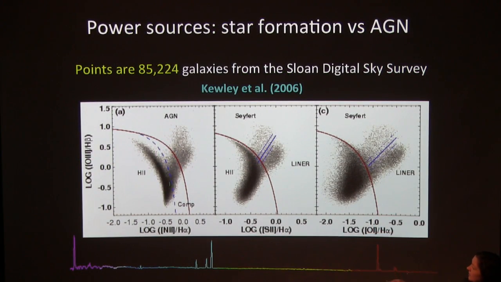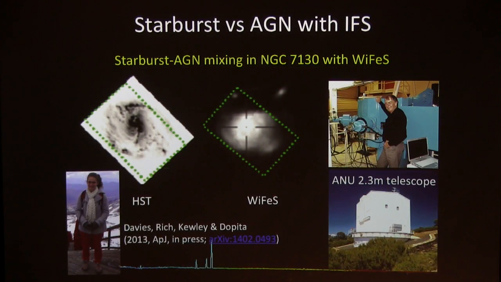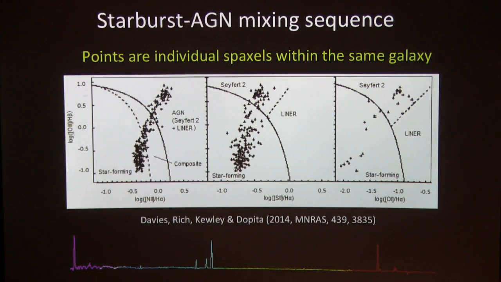So recall, this is the standard optical diagnostic diagram. Here we have the star forming sequence, and here's the AGN sequence. And these were 85,000 galaxies from Sloan. Now what we're going to do is look at the same sequence, but only in one galaxy at a time from our WiFeS spectrograph, and it looks the same, right? We've got mixing between starburst and AGN, and these are just spaxels, spatial pixels in the one galaxy.